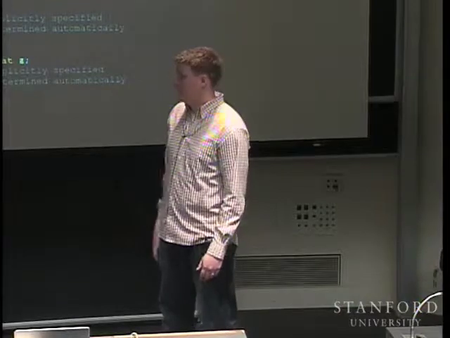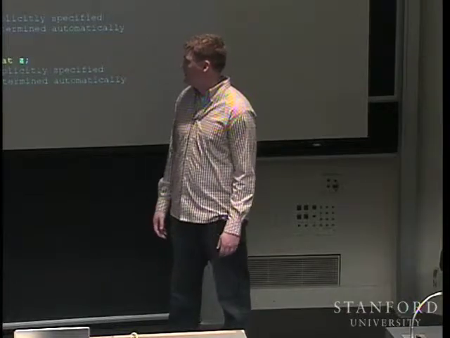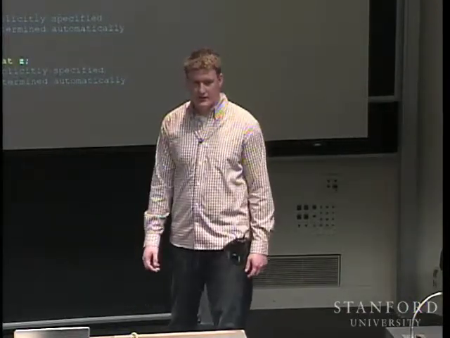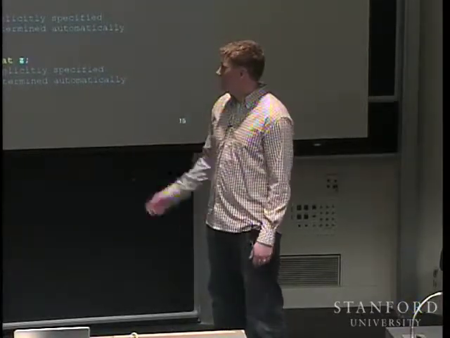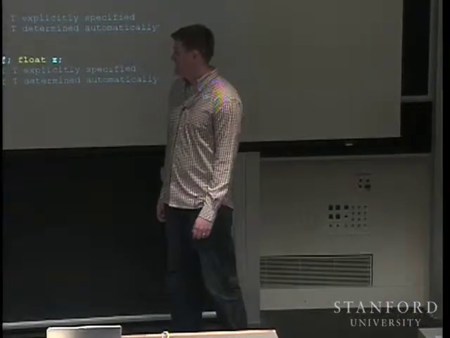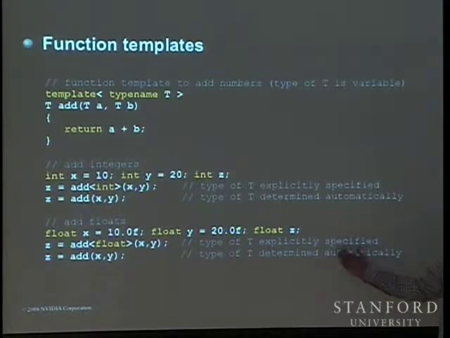So C++ templates are a way to incorporate that kind of generality into a library. In this example, I have an add function, and I've left unspecified what type I'm going to add. And when you finally want to use this add function, you can either explicitly say what type you want to use, either int or float here, or you can let C++ infer that information automatically.